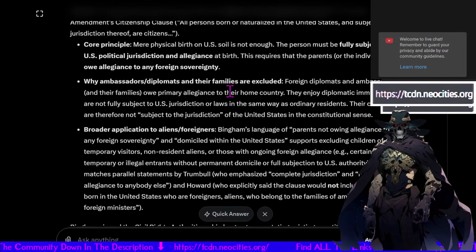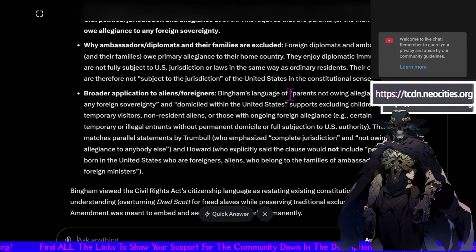Why are ambassadors, diplomats, and their families excluded? Because of the same reason that aliens are excluded. Because their families owe primary allegiance to their home country where their parents are from. They're too young to make allegiance to America, so they can't be automatic citizens. The same as, like I said, ambassadors, diplomats, aliens under different. They're not under the jurisdiction of the regular person who is a citizen. They're not under that jurisdiction.